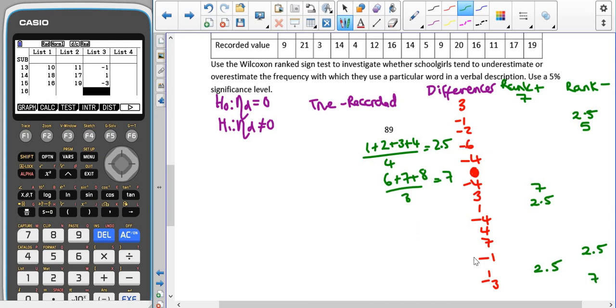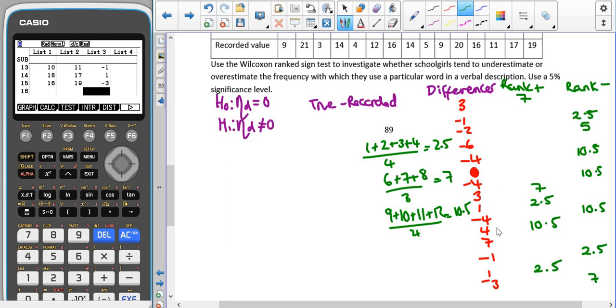So the next biggest difference is 4. Again, a few of those. 1, 2, 3, 4. 8 was the last rank we used. So 9, 10, 11 and 12 divided by those 4 numbers means that they each get 10.5. So 10.5 in the minus column for that -4. Same for that -4, and for that -4. And then in the positive column for that 4 there.